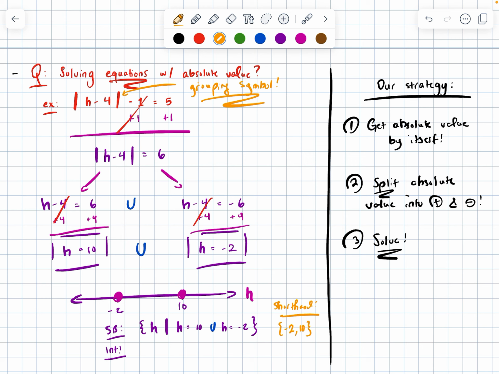-2 is smaller than 10, so it's going to come first. And then I'll separate with a comma, not unlike the interval notation that we wrote, and then end with 10. So this tells me in my solution set, the only two things are -2 and 10.